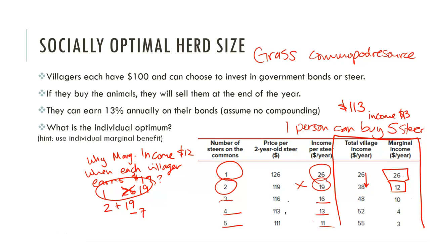And then we do the same thing for the third one. We only get 10 extra dollars from the third one, 4 extra dollars, and 3 extra dollars. So if we were looking at this as a monopolist, if one villager could buy all the sheep, or steer, they would stop after 1 in this case. Because in that second one, instead of buying the second one, they should buy the government bonds. They'll make more money.